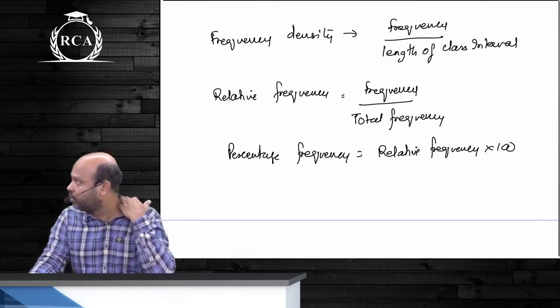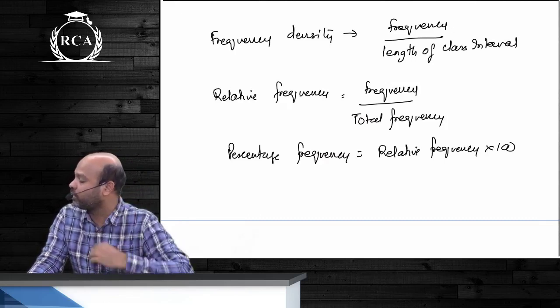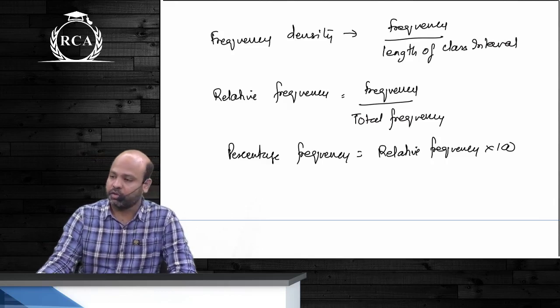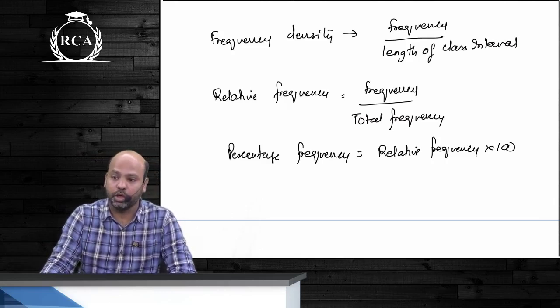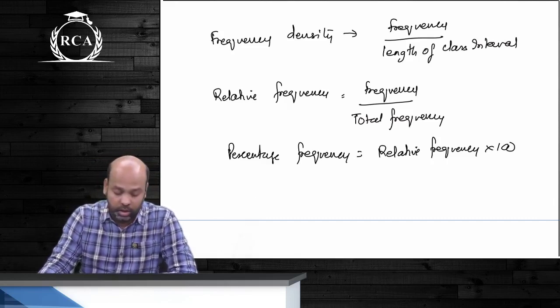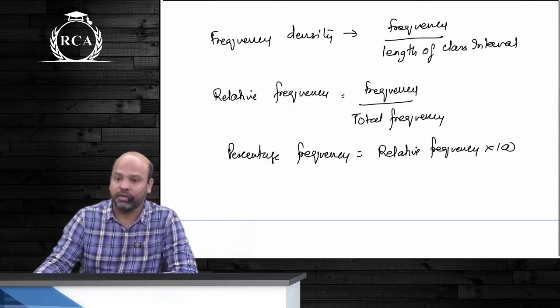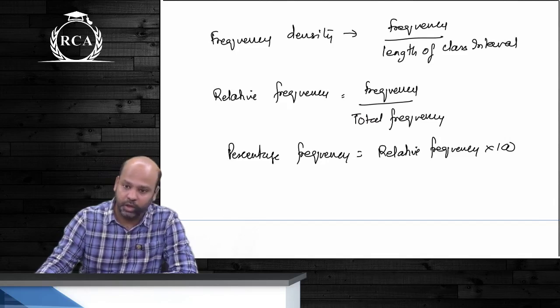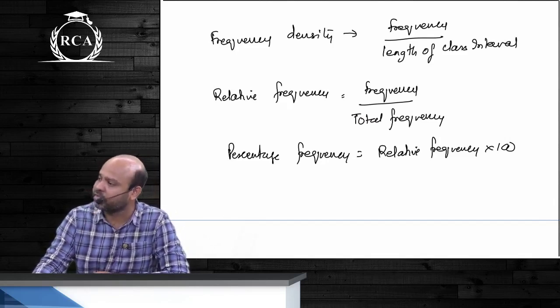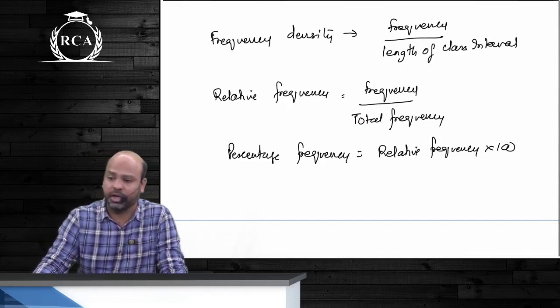Frequency density is frequency of a class interval divided by length of the class interval. When you say frequency density, you're talking about the total concentration of values in a specific class interval. Relative frequency will be frequency of a class interval divided by total frequency. That is nothing but probability again. Percentage frequency is the relative frequencies converted into percentages.